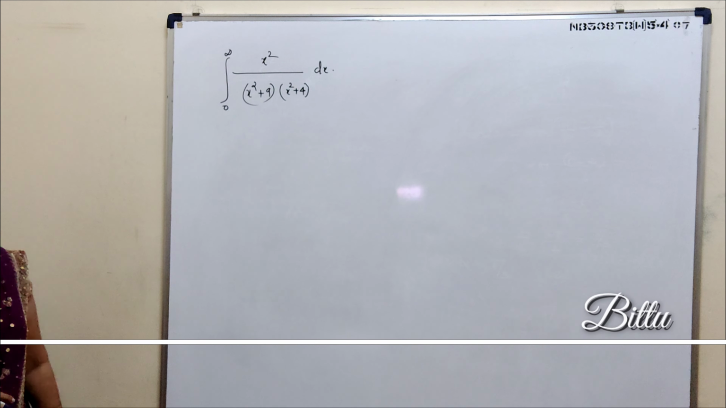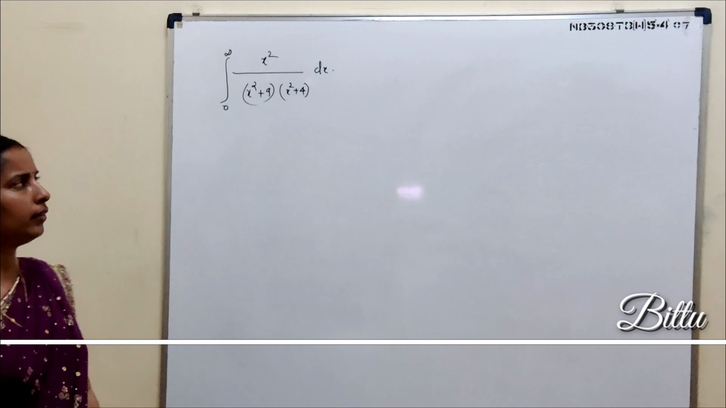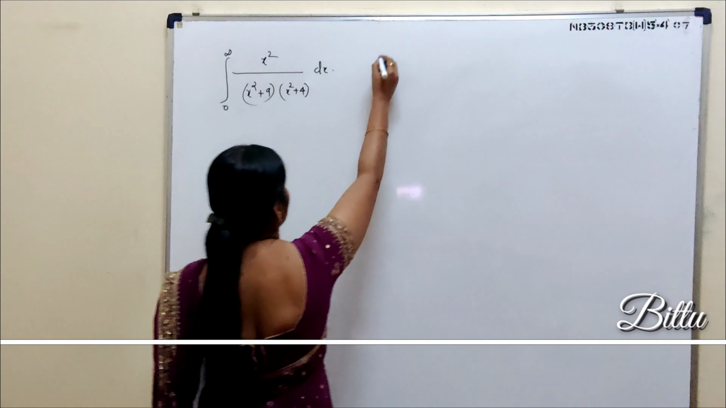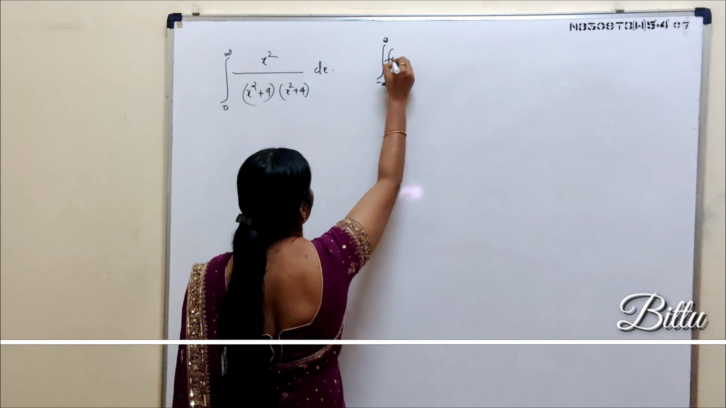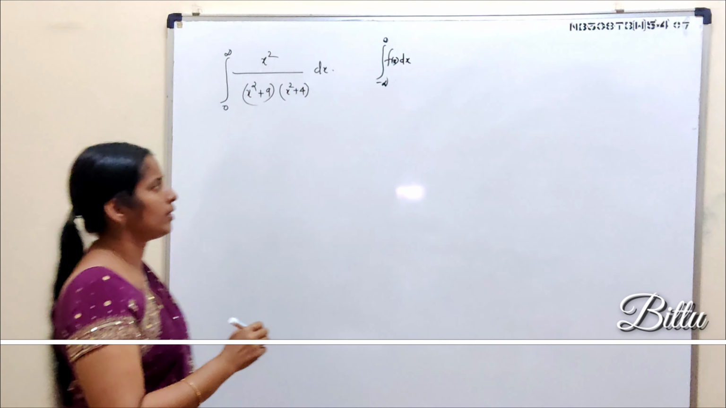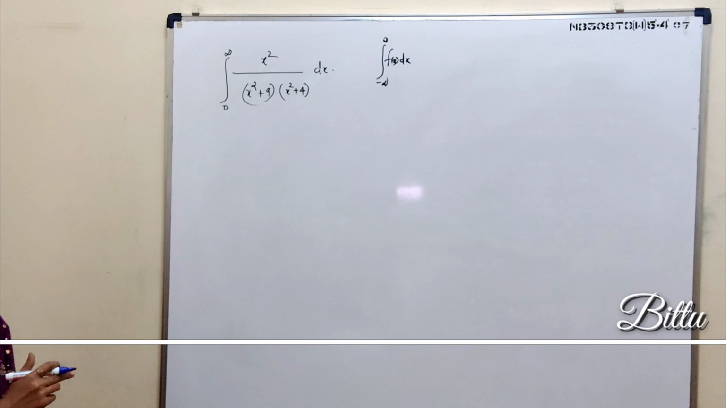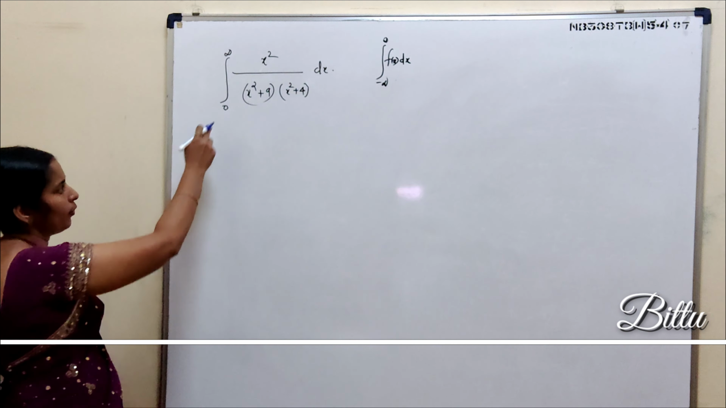Next we have to evaluate another interesting question: the integral from 0 to infinity of x square by (x square plus 9) into (x square plus 4) dx. Here we were evaluating the integral from minus infinity to infinity of f(x) dx, but in this question it is from 0 to infinity. So first you convert this into the form of integral from minus infinity to infinity. Let it be I, and it is equal to half times the integral from minus infinity to infinity of x square by (x square plus 9) into (x square plus 4) dx.